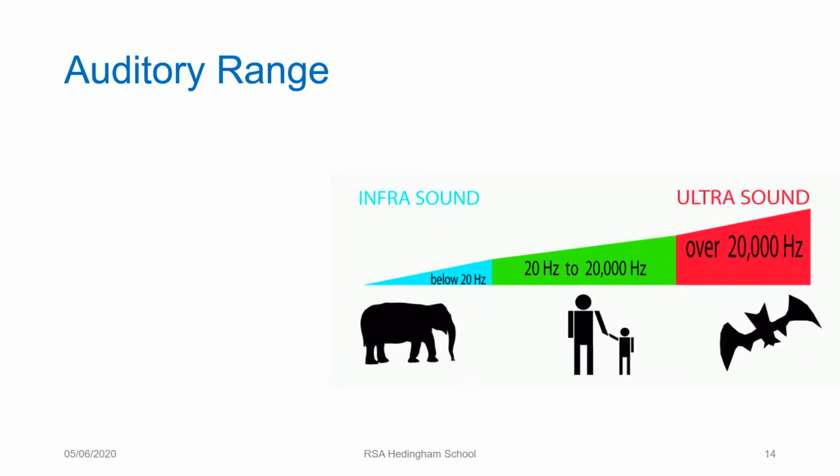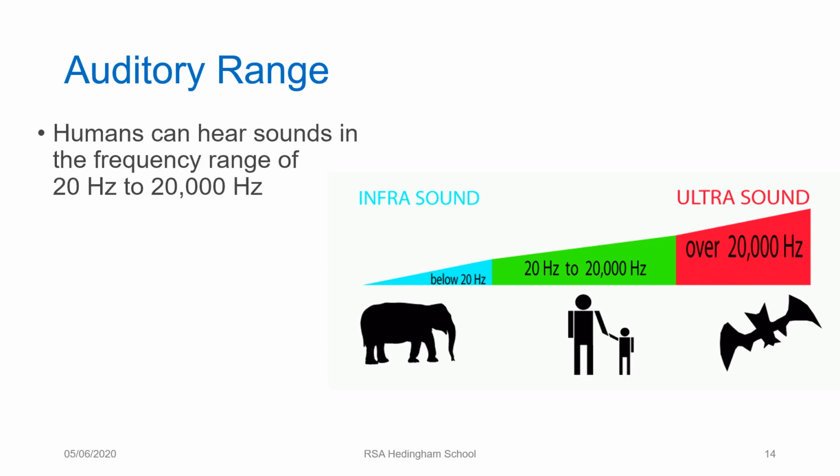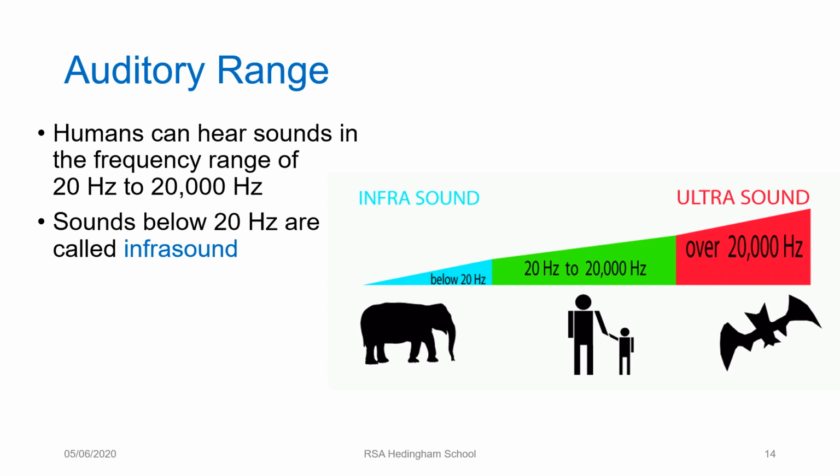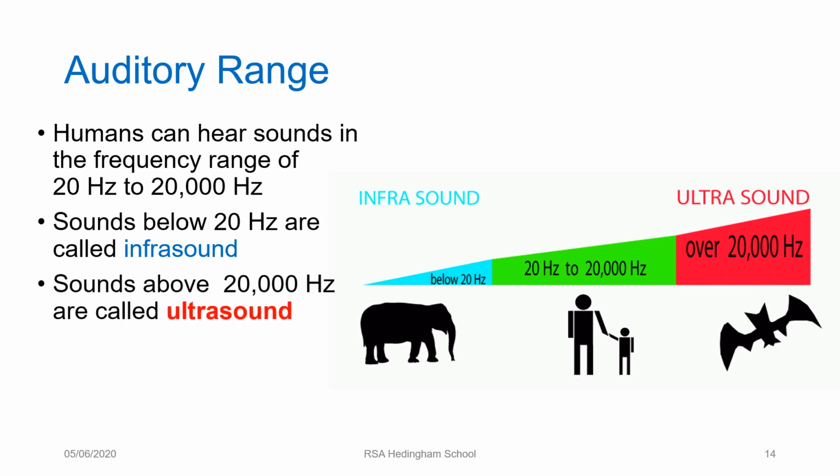The auditory range is the range of frequencies that you can detect. For humans, we can detect anything from about 20 hertz, that's 20 waves per second, to 20,000 hertz. Most of what we hear is in the lower part of that range. And as you get older, you tend to lose the ability to hear the high-end sounds. Sounds below 20 hertz, we can't hear. Those are called infrasound, and sounds above 20,000 are called ultrasound.